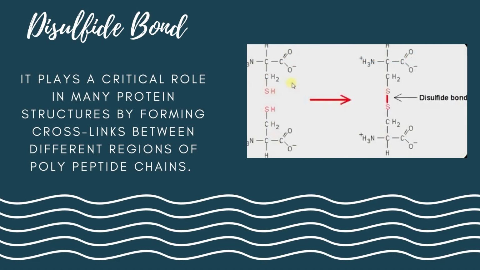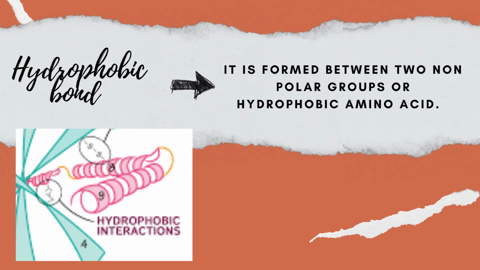Next, we have the disulfide bonds. They stabilize protein structure by destabilizing the denatured protein and favoring the native structure. They also play a critical stabilizing role in many protein structures because they form cross-links between different regions of polypeptide chains. Lastly, we have the hydrophobic bond. It is formed between two nonpolar groups or hydrophobic amino acids. It forms an interior hydrophobic protein core where most hydrophobic side chains can closely associate and are shielded from interaction with solvent water.